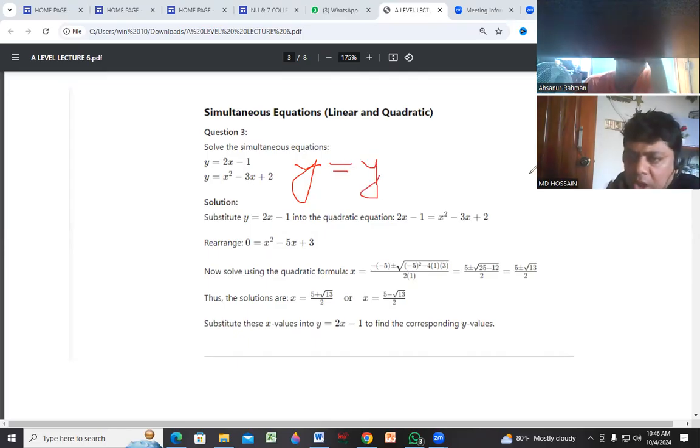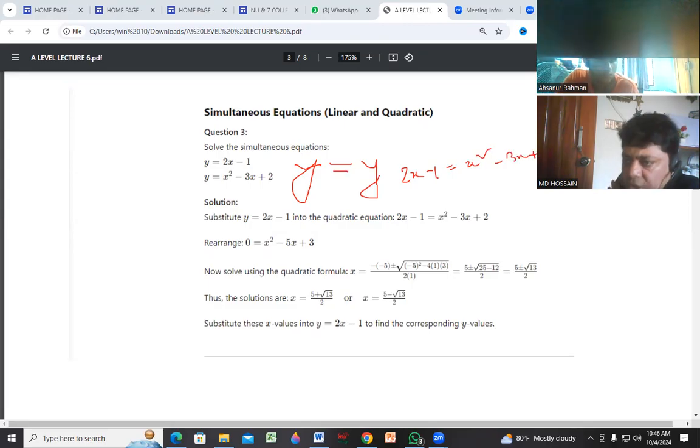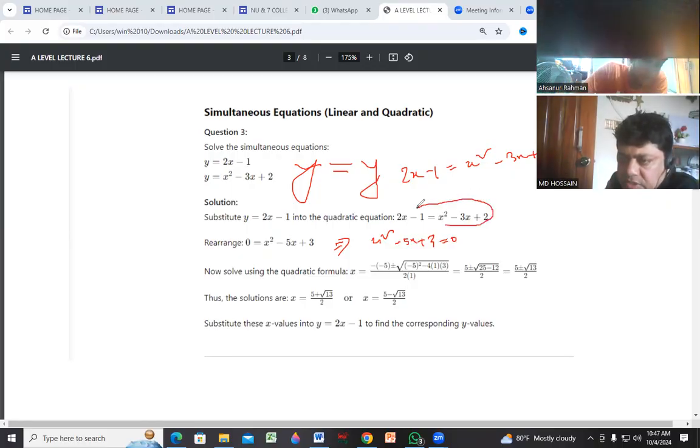So now putting the value of y, 2x minus y equals x squared minus 3x plus 2. Now calculate. After rearrangement, with the side change, we can write it like this: x squared minus 5x plus 3 equal to 0. You can side change all these variables and the number can be transferred to this side. Is it clear up to this line? Now solving the quadratic equation.